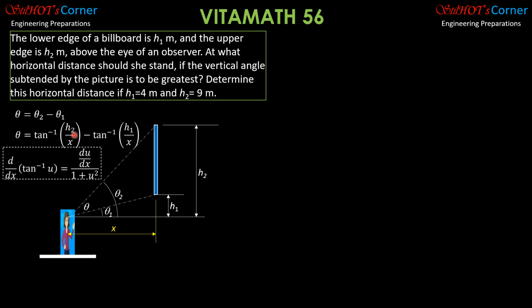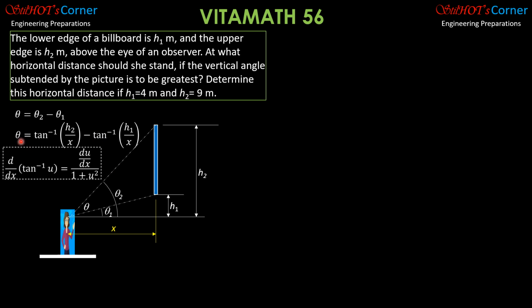Also, the derivative of u, or the derivative of h2 over x: h2 is constant. If you apply the power formula, you can write this as h2 x to the negative 1, which is negative 1 times h2 x to the negative 2, or simply the negative of constant h2 over x squared. So that's the derivative of h2 over x. Likewise, the derivative of h1 over x is negative h1 over x squared. You just use the power formula for the derivative.